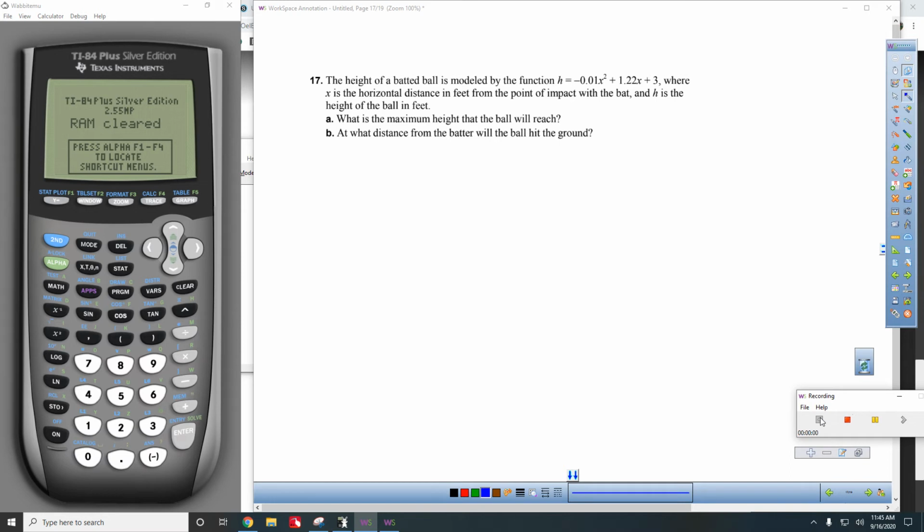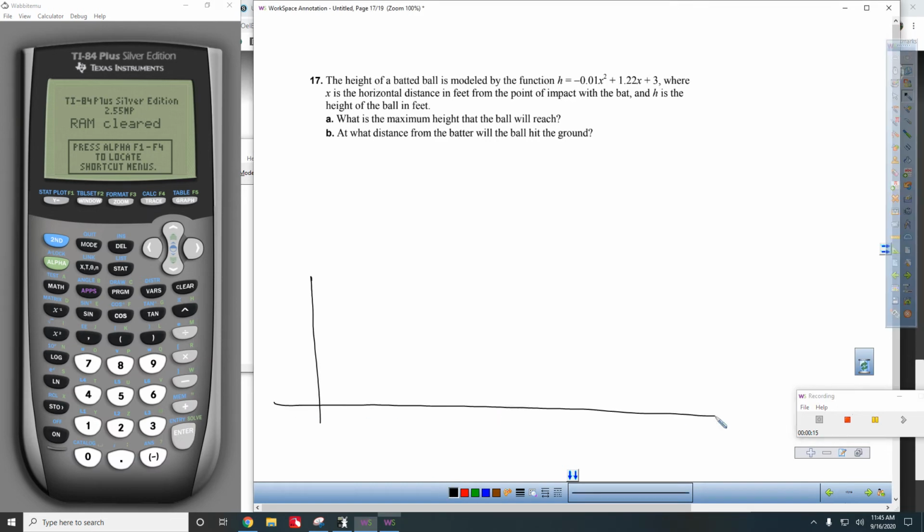Okay, we got a good little word problem here about baseball. Reds are clawing their way back into the pennant race. And this is what it's saying in this question. The height of a batted ball is modeled by this function.